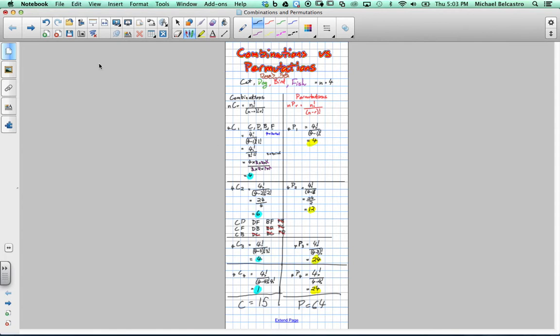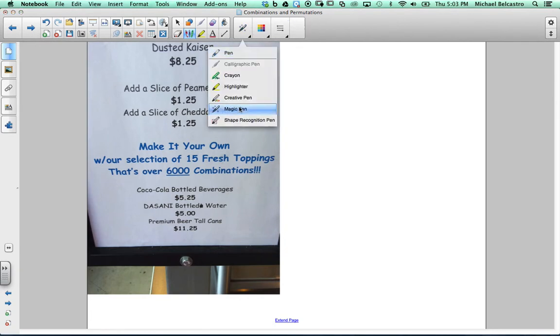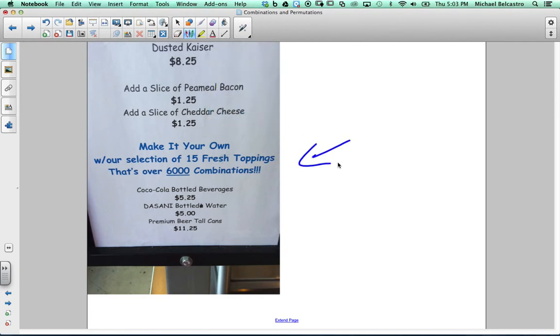Now, with that being said, you'll notice these grow much quicker. I have 2 friends, we'll call them Else and Dave, and they asked me this question. Is this statement true? They're at a Blue Jays game, and they said that they went to get hot dogs, and there's 15 fresh toppings, and they say there's over 6,000 combinations.